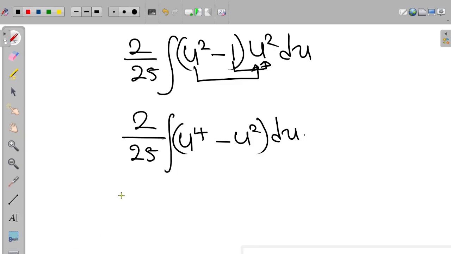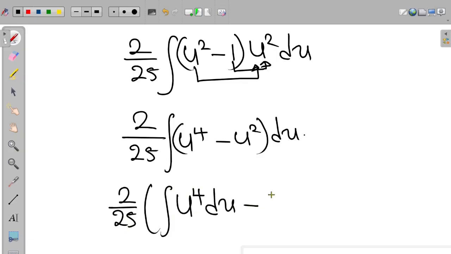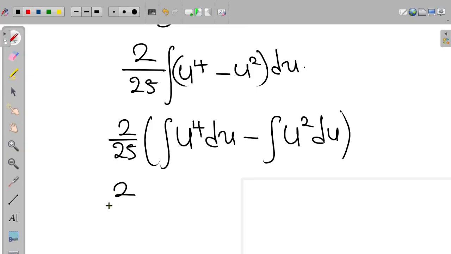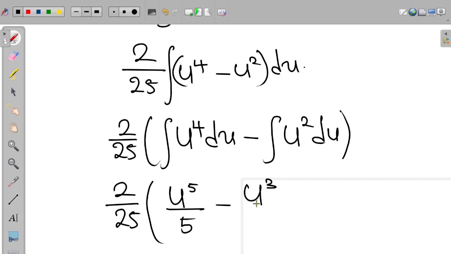So by integrating each term, we have the integral of u to the power of 4 du minus the integral of u to the power of 2 du. Now we have 2 divided by 25, open the bracket. If we integrate u to the power of 4, we are left with u to the power of 5 divided by 5, minus, if we integrate u to the power of 2, we are left with u to the power of 3 divided by 3, and we introduce c, which is a constant of integration.